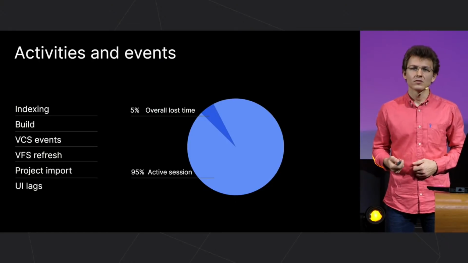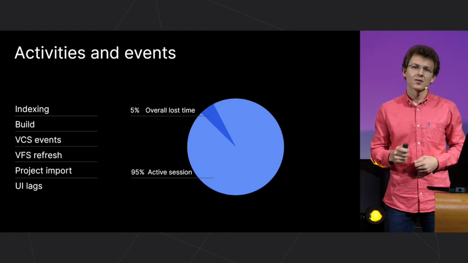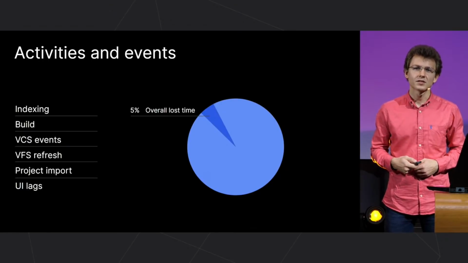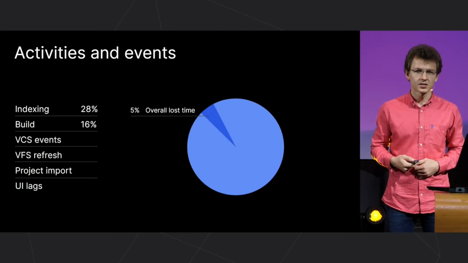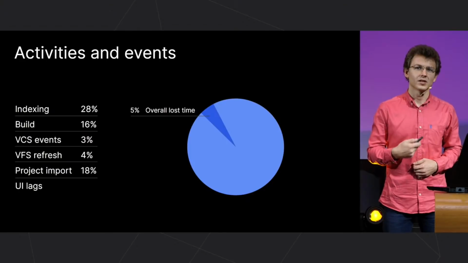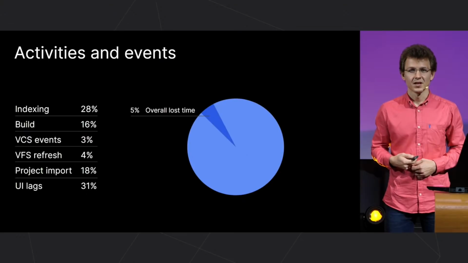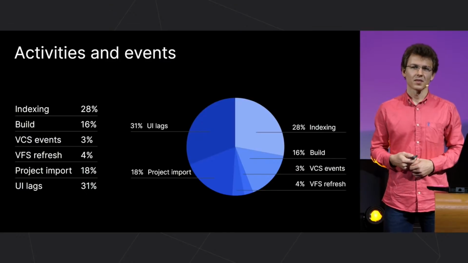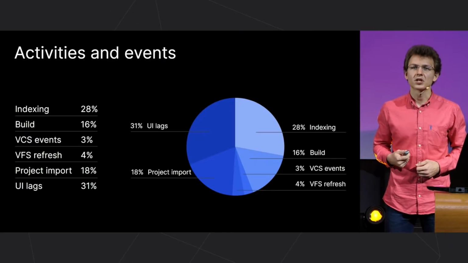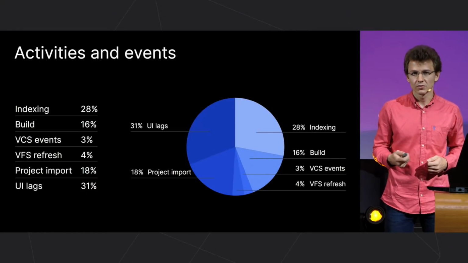We collected and processed data from anonymous statistics, and this is what we got. We found that the amount of wasted time was only about 5% of the total session time, so don't panic. But this 5% was distributed as follows. Indexing got 28%, build 16%, VCS and file system got 3% and 4% respectively, project import got 18%, UI freezes accounted for 31%. It turned out that the small and not so small hang-ups were some of the biggest time sinks. Along with this, we already had a pretty good picture of how it was from our bug tracker, our own experience, and from communication with users.